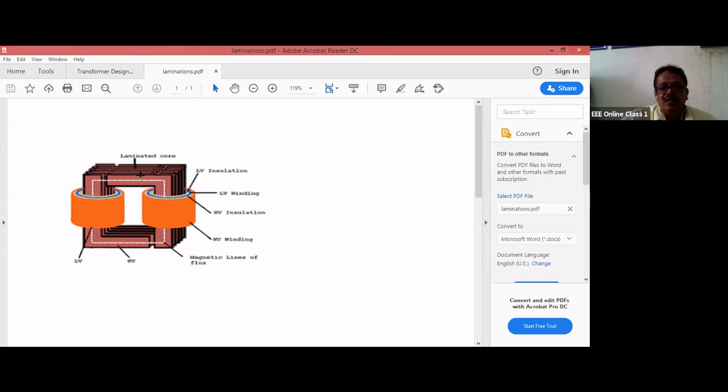The yoke part always will be rectangular. From here to here, the yoke part always will be rectangular, and it may be a rectangular or 2-stepped core or 3-stepped core. But if you take only this part here, this part is nothing but the core part. The core part can be a square, it can be 2-stepped, it can be 3-stepped, or it can be 4-stepped.